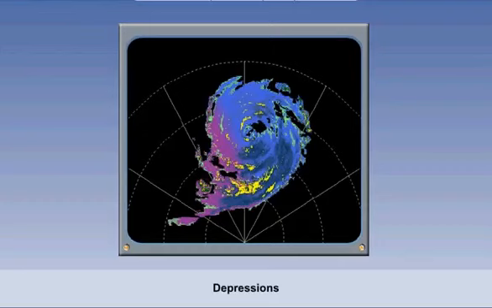That completes the lesson on depressions. We have examined most of the main types of low-pressure system that occur around the world. That is, apart from the large mid-latitude frontal depressions that are covered in a separate lesson.